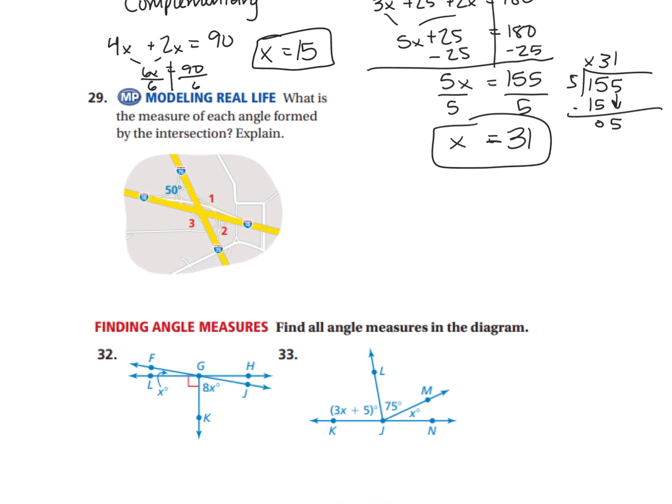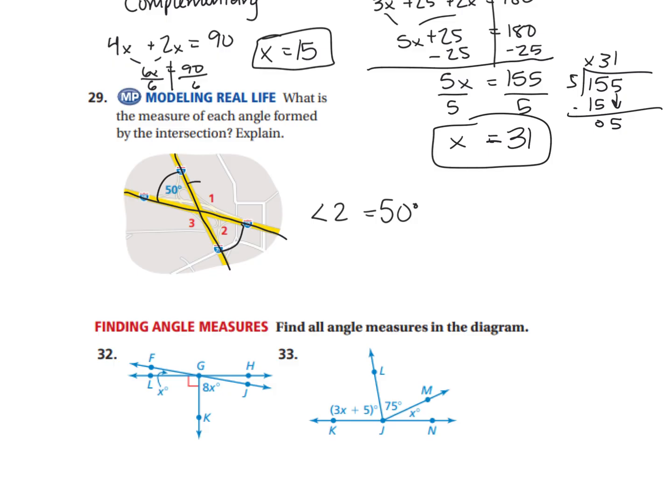All right, 29. What is the measure of each angle formed by the intersection? So this time we have to use two different things to tell us what this is. The first thing I see is that these are vertical angles. They're made from two intersecting lines. So we could say that angle 2 is equal to 50 degrees.